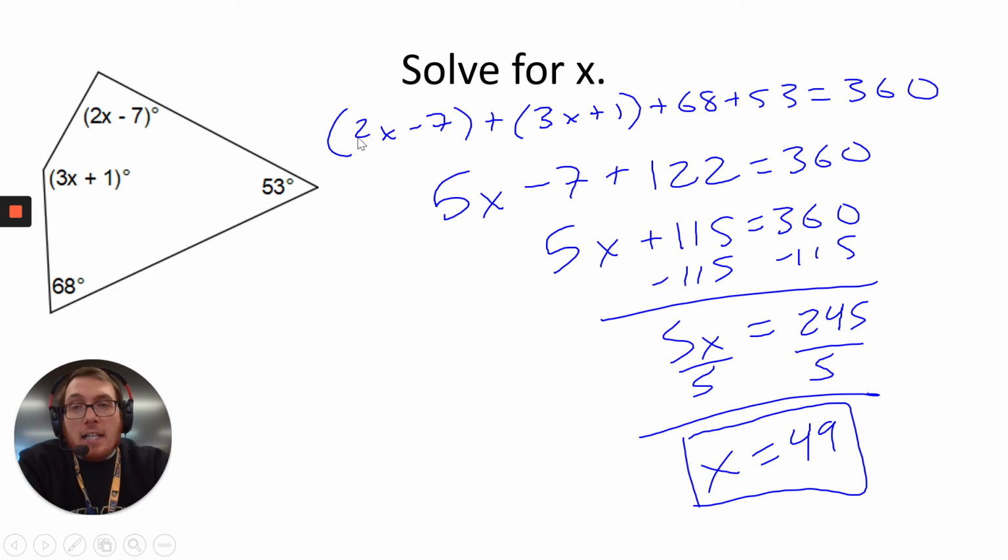Okay, so the first thing I did was I combined these two things in parentheses. So 2x plus 3x, so 2 of something plus 3 of something else of that same group. Okay, that gives you 5 of that group, which would be 5x.